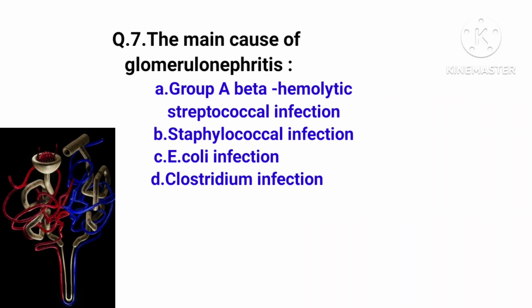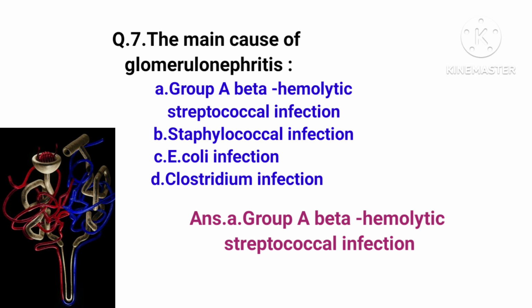The main cause of glomerulonephritis: Group A beta hemolytic streptococcal infection, staphylococcal infection, E. coli infection or Clostridium infection. And here the right answer is option A, Group A beta hemolytic streptococcal infection.